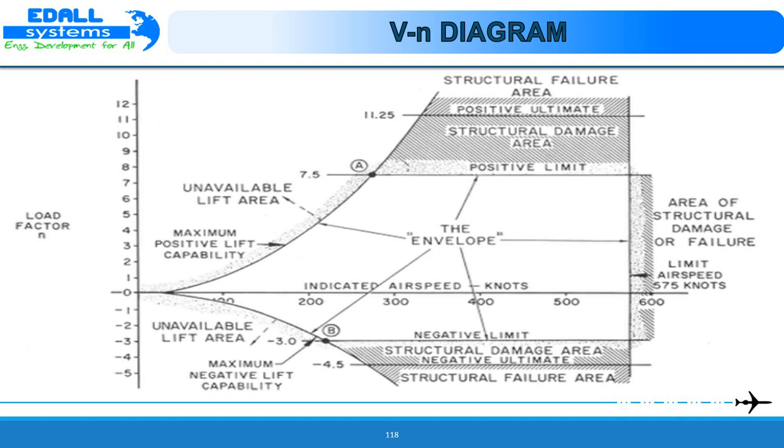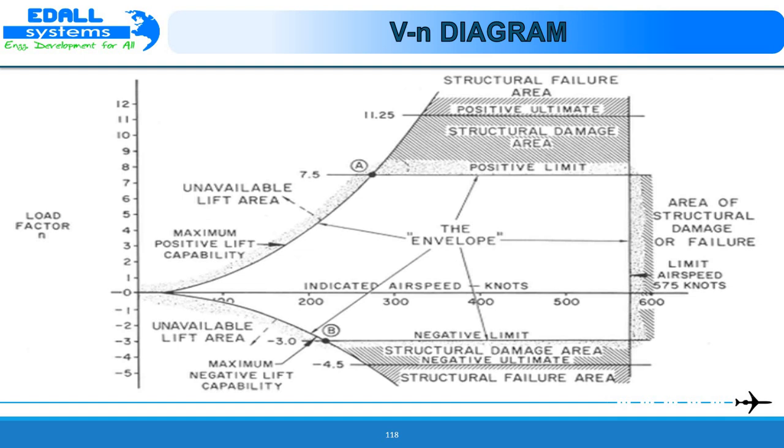Limit airspeed is the design reference point of the aeroplane. The subject aeroplane is limited to 575 knots. The aeroplane must be operated within this envelope to prevent structural damage and ensure that the anticipated service life of the aeroplane is obtained. The pilot must appreciate the Vn diagram as describing the allowable combination of airspeed and load factor for safe operation. There are two points of great importance on the Vn diagram.